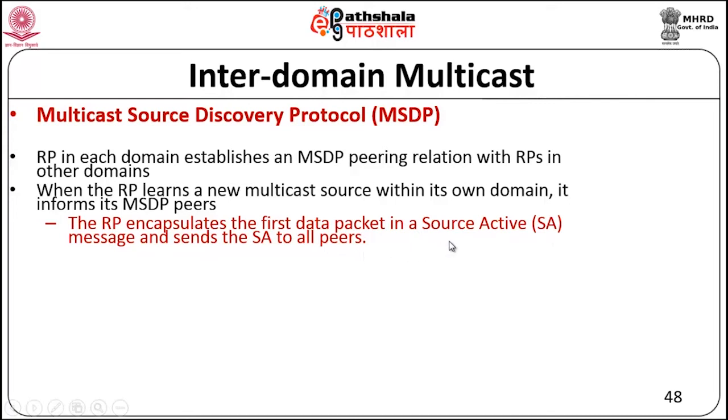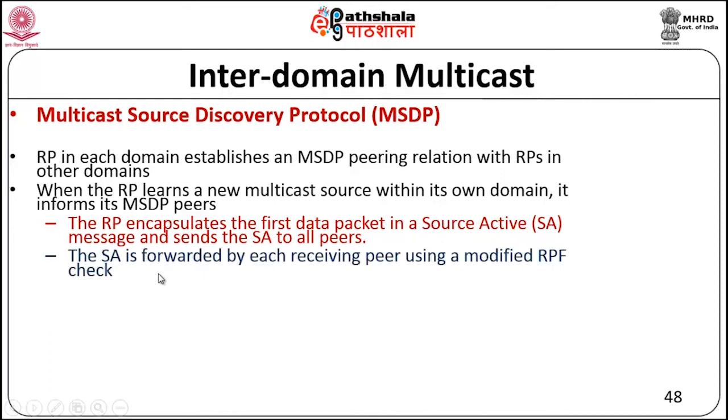So this SA message actually consists of a multicast packet which is being sent to the other RPs. So the other RP now, if it has people who are interested in this particular group, will forward this message. So this SA is forwarded by each receiving peer using a modified RPF check.